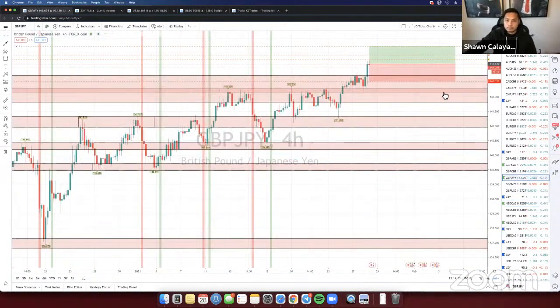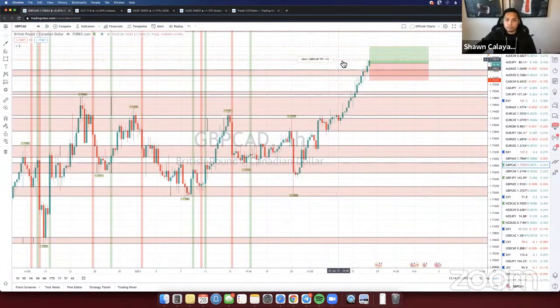Sorry, NZD CAD's about to hit. It looks like our GJ almost hit TP1 right there. Dropped right down after. TP1's about to hit for GCAD. So we're hitting a lot of TPs today, guys. It's a great trading day. Great overall. Let me see where ARC's at.